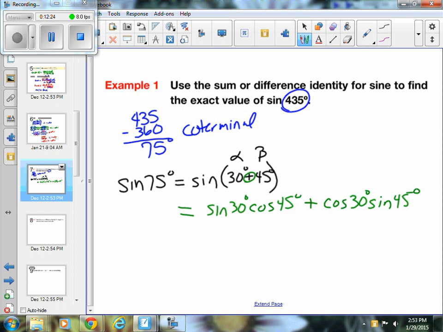Well, those are all things we know. We have exact answers for those. Sine is a half at 30. Cosine is square root of 2 over 2. Cosine of 30 is square root of 3 over 2.